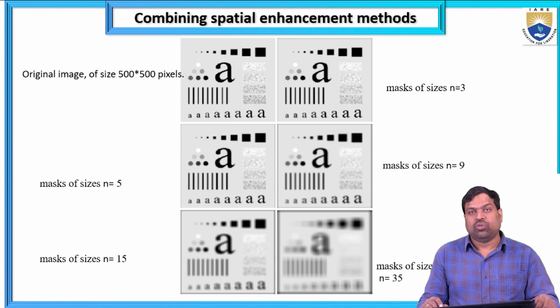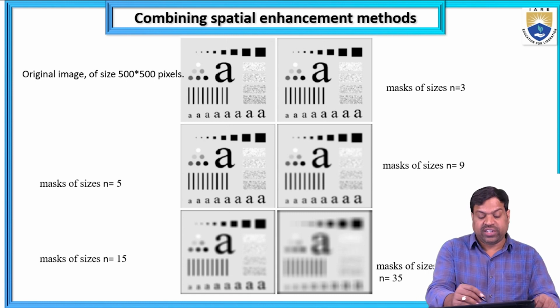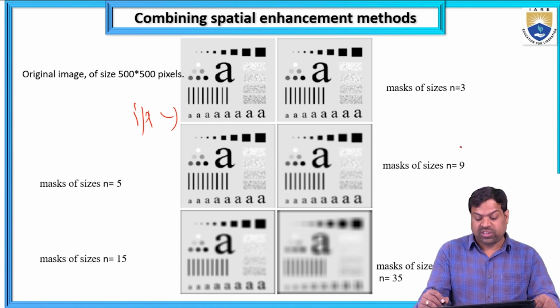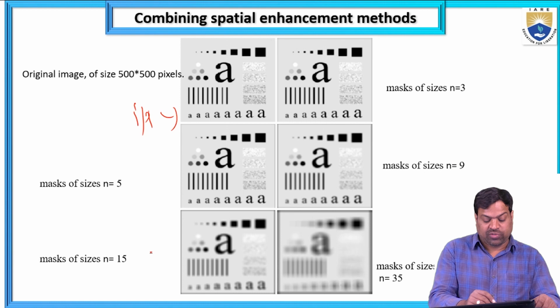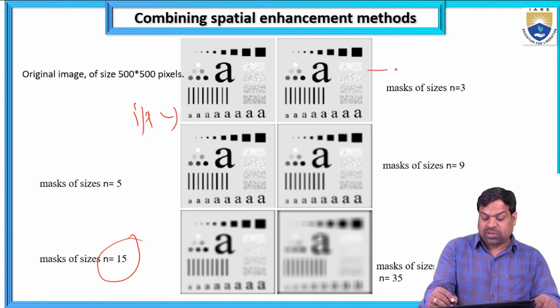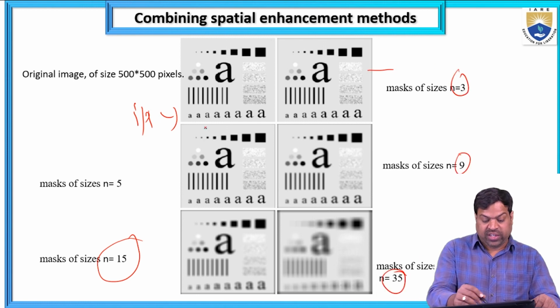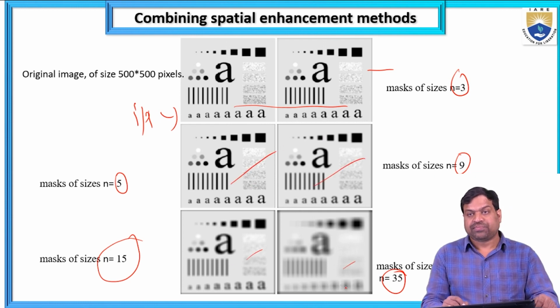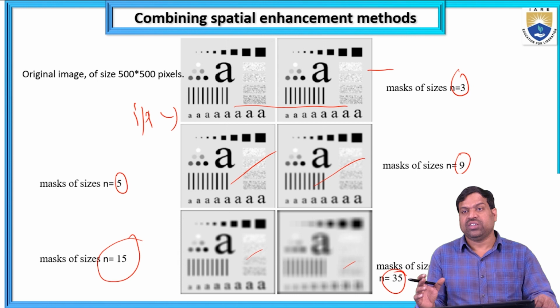Here is another example. The original image is 500 by 500 pixels. Okay, it is the input function. In this input function, the mask size is n equal to 3. Here the mask size is n equal to 5. Here n equal to 15. The mask sizes are 3, 5, 9, 15, 35. You have to see here: 3 is here, 5 here, 9 here, 15 here, and 35 here. So it is showing as a blurring. When the mask size is increasing, n equal to 35, it is showing as a blurring.